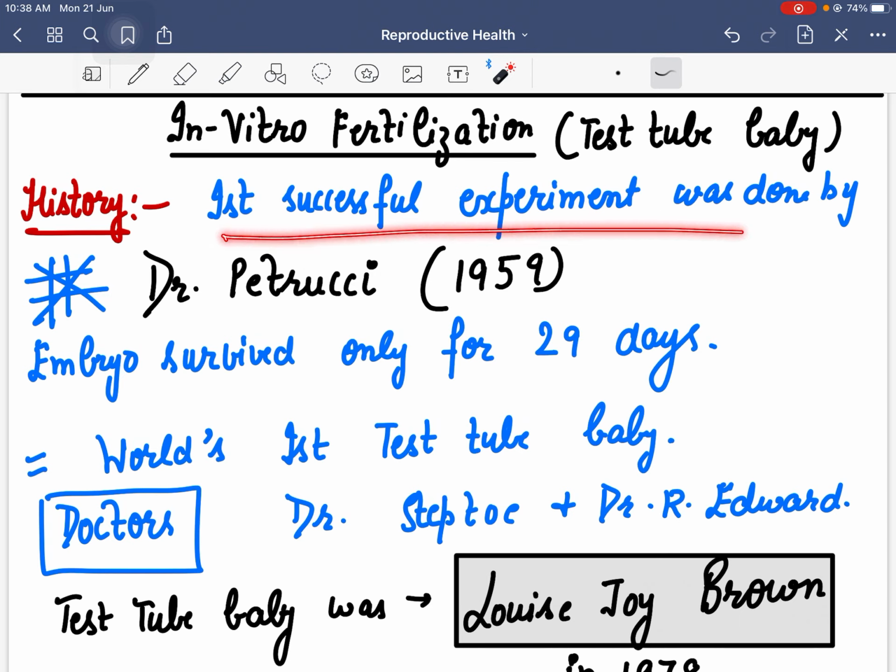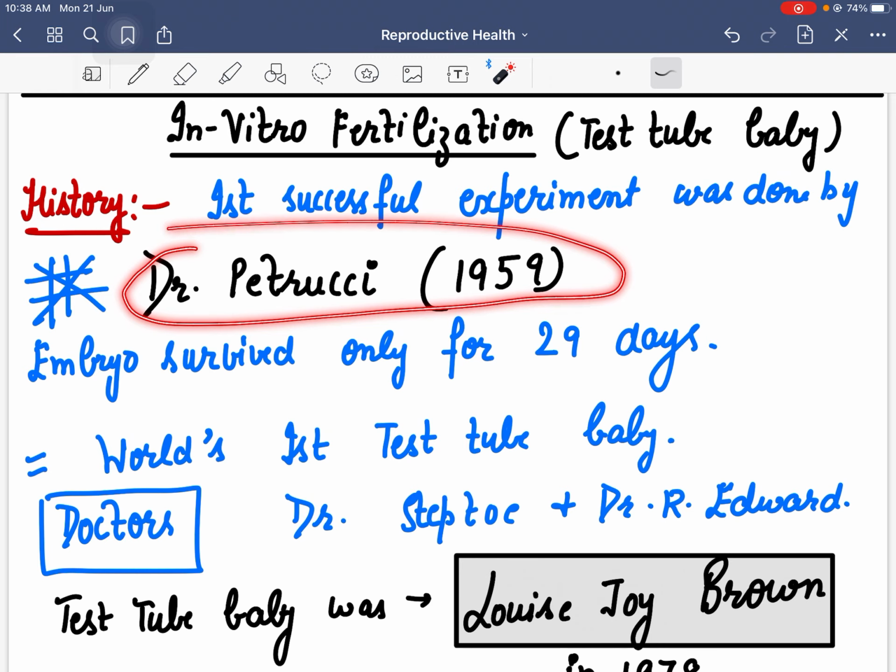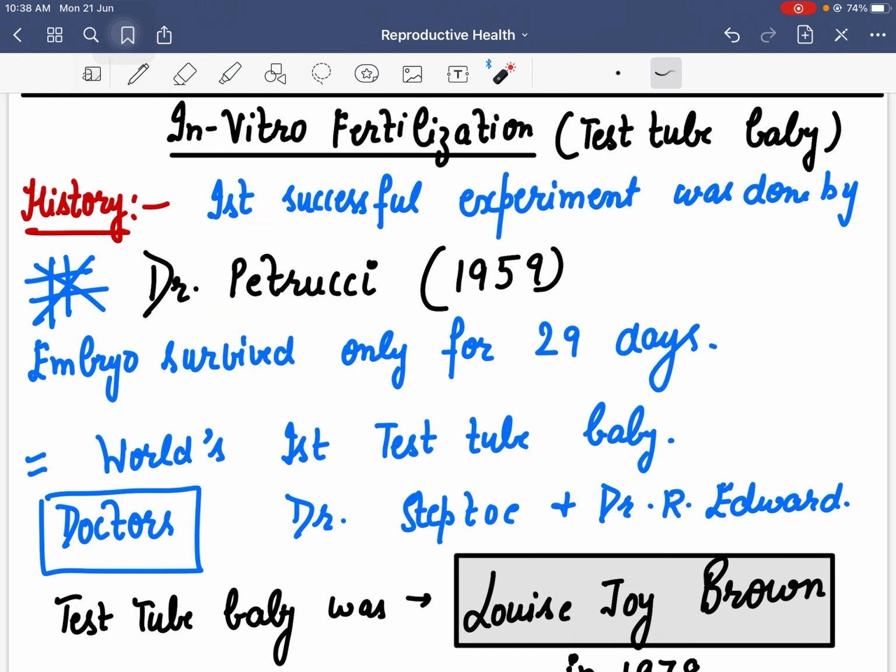First successful experiment was done by Dr. Petrucci in 1959. The embryo which was formed after the fertilization of sperm and egg survived only for 29 days. So definitely if the embryo does not survive, the baby was not able to be produced in 1959.